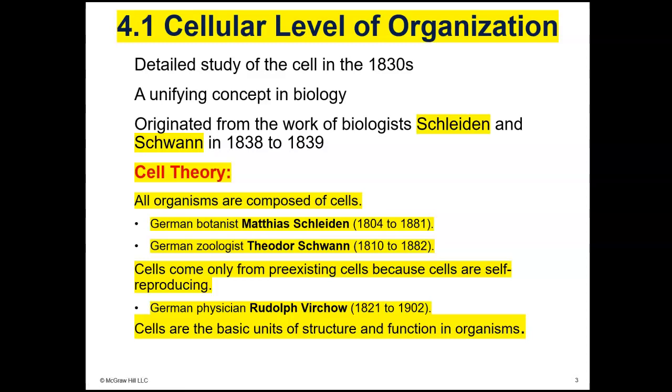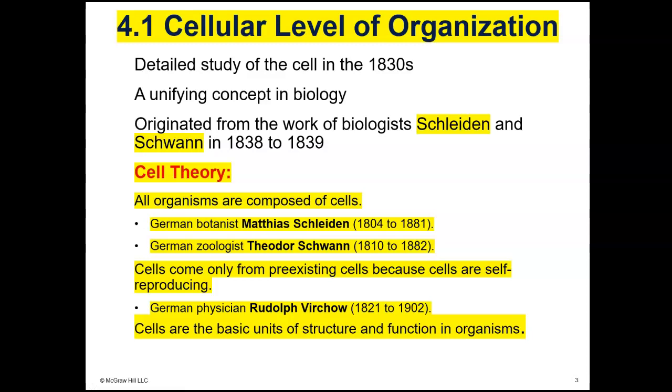One is a botanist, and that means that he studied plants. His name is Matthias Schleiden, and it's fine if you just remember his last name, Schleiden. Schleiden is given credit for discovering that all plants are composed of cells. And then Theodor Schwann, who is a zoologist, is given credit for discovering that all animals are composed of cells. So Schleiden and Schwann are the biologists that are given credit for discovering the first part of the cell theory, that all organisms are composed of cells.